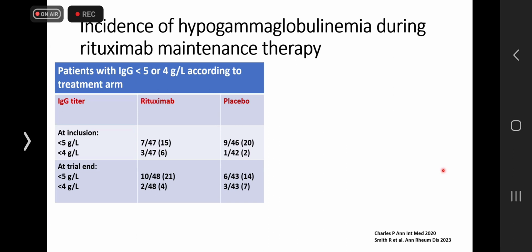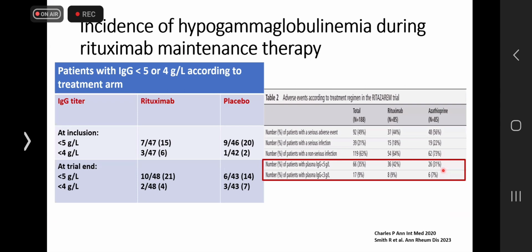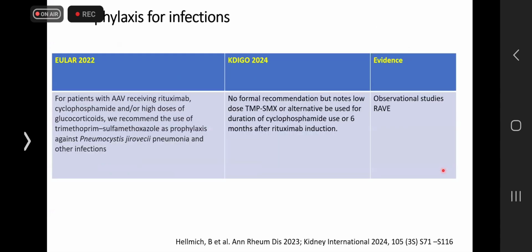So here is the incidence of hypogammaglobulinemia in the MAINRITSAN-3 trial. At the bottom, you see at the trial end, 21% of the patients in the rituximab arm had IgG less than 5 grams per liter. And in the RITAZAREM trial, about 42% of the patients in the rituximab arm and 31% in the azathioprine arm had IgG less than 5 grams per liter.